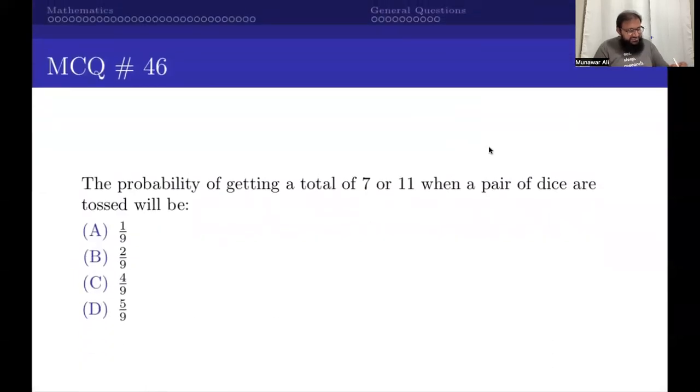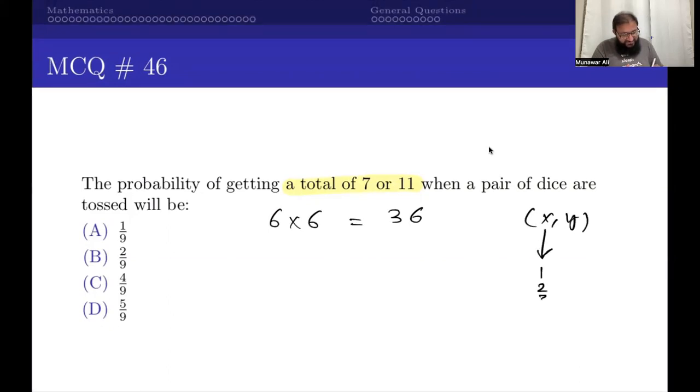Okay, next MCQ number 46. The probability of getting a total of 7 or 11 when a pair of dice are tossed. So how many total choices are there when you roll a pair of dice? Basically there are 6 sides, and in another dice there are 6 sides, so there are 36 possibilities in total. And you have these pairs XY, where X ranges from 1, 2, 3, 4, 5, 6, and Y is also 1, 2, 3, 4, 5, 6. So there are different possibilities. In total, there are 36.